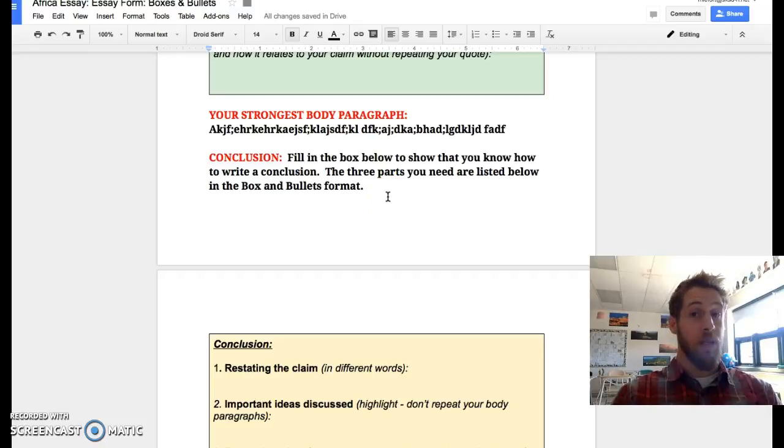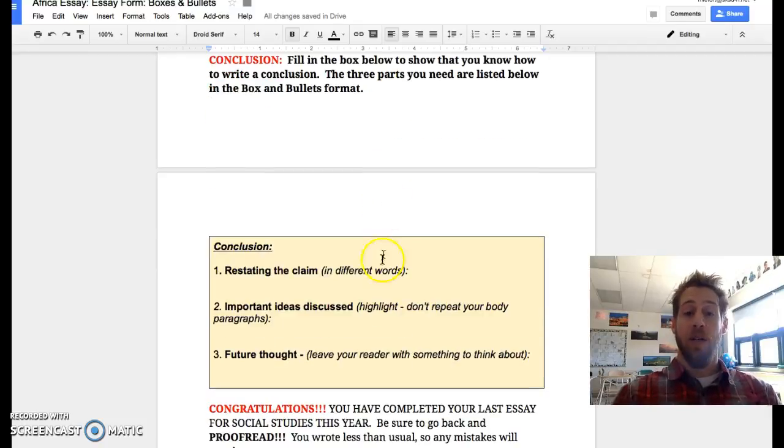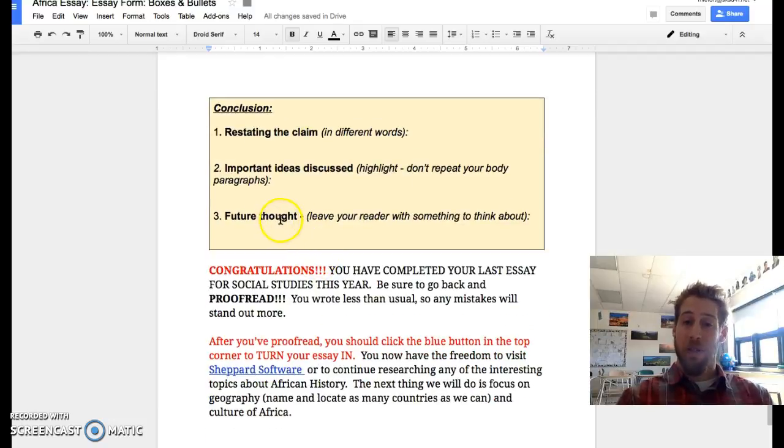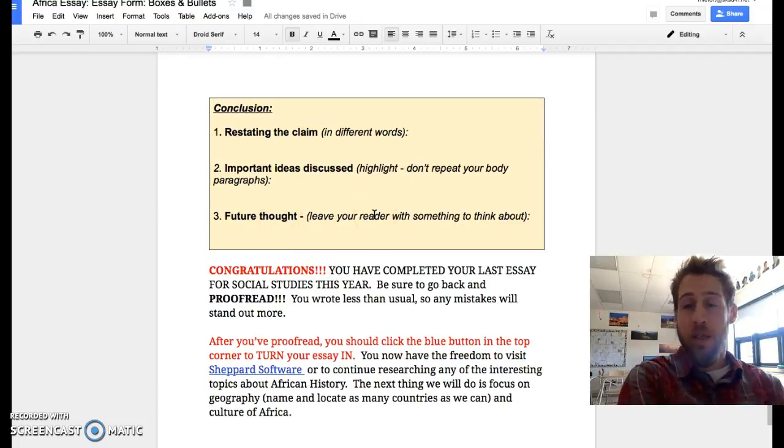And then again, you don't need to actually write it out. The 3 parts are here. So restating your claim, right? It should be in different words. You want some variety. Important ideas discussed. So kind of look at your main ideas, the things you think are most important. Kind of that last thought you want the reader to walk away with. And then finally, that future thought. Leave your reader with something to think about.